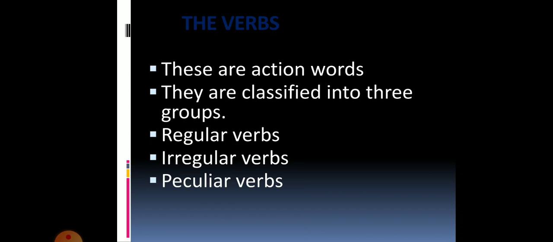Now come to the last type of verbs, that is peculiar verbs. Peculiar verbs are the words that remain the same in all tenses. They do not change in the tenses, and those words are called peculiar verbs. For example, the word cut remains the same in past tense and future tense: cut, cut, cut. Like this word, you have one more word, that is set. Set again remains the same in all tenses.